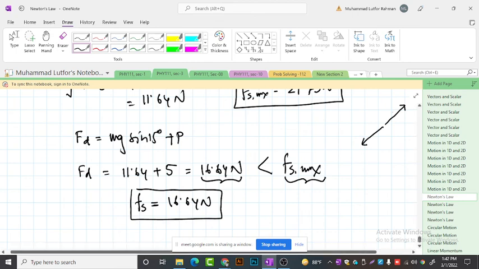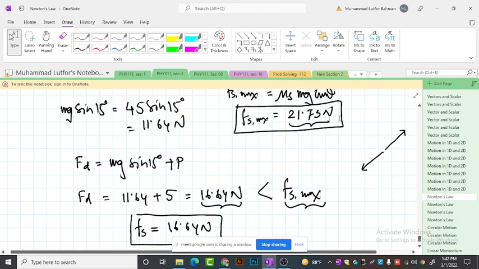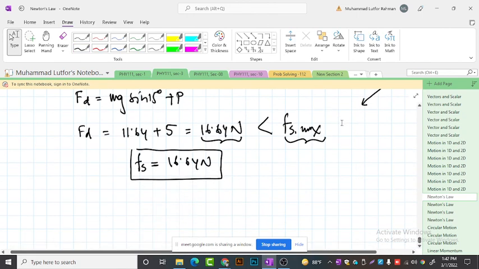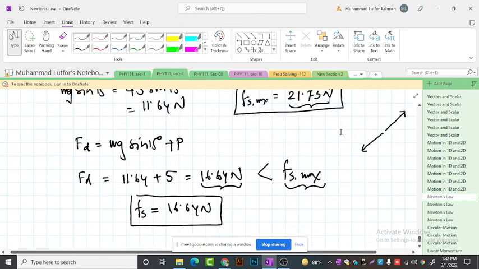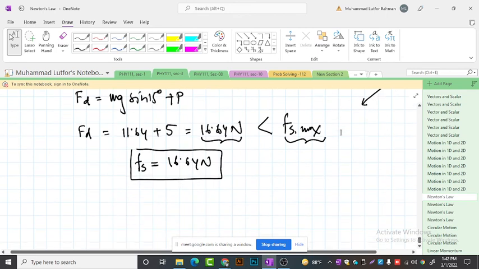It has that 21.73, up to that it can provide force in the opposite direction. It has that capability from the surface, right? Since I found out that the downward force is 16.64, which is less than my Fs max, it means that the block will not move in the upward direction. Now, for this case, when I am applying 5 Newton, the frictional force on the block would be 16.64 Newton. That's the answer of the first case.